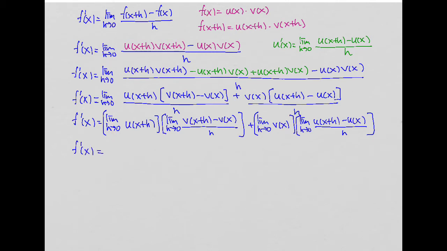Now let's put 0 into h. So when we put 0 into h, you have u(x plus 0), which is u(x). That's the first square bracket. In the second square bracket, you can see this is actually the definition of the first principle, which is v prime. Plus, the next one, because there is no h, the limit as h approaches 0 of v(x) just becomes v(x). And the next bracket, you can see this is the definition of the first principle again, which is u prime.